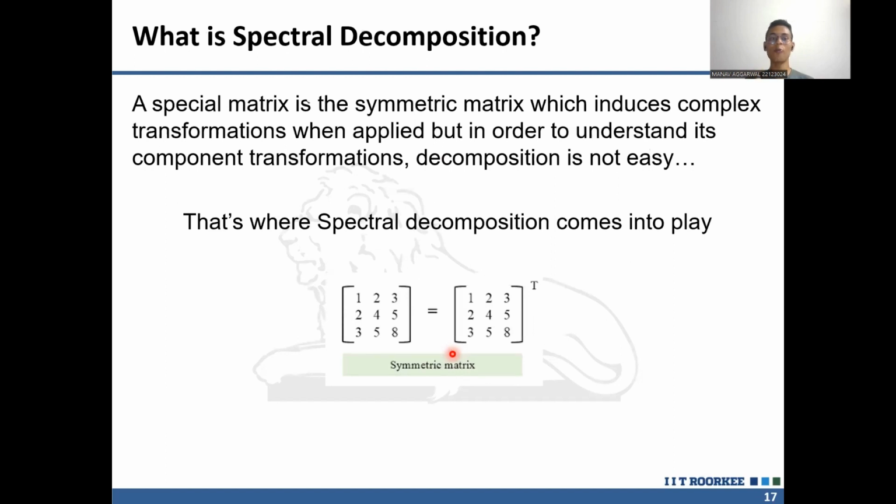Now we get to the topic of what spectral decomposition actually is. Spectral decomposition deals with the decomposition of symmetric square matrices. Now, why have we given a special name to this particular matrix? That is because the symmetric matrix is a special matrix which induces complex transformations when applied. But in order to understand its component transformations, decomposition is not going to be easy. That's where spectral decomposition comes into play. A symmetric matrix has the property that its transpose will ultimately lead us to the original matrix on which we have taken the transform operation.